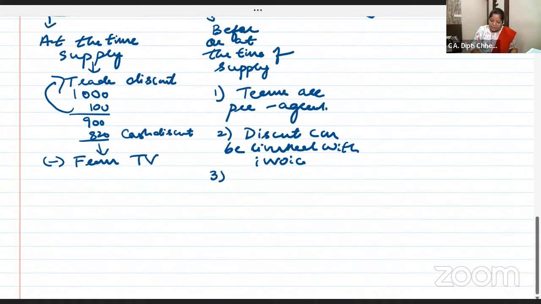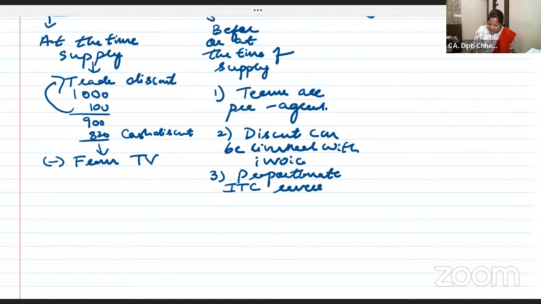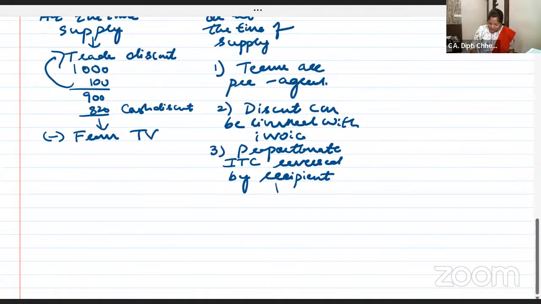Third thing is proportionate ITC. When you give a discount, the sale value reduces, and the buyer has reduced the purchase value also. Proportionate ITC is reversed by the recipient. Yes. Will you deduct this? Yes. Minus from the transaction value.